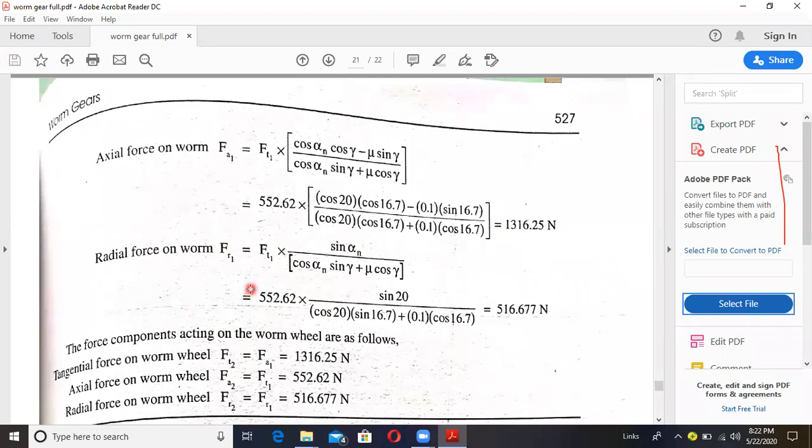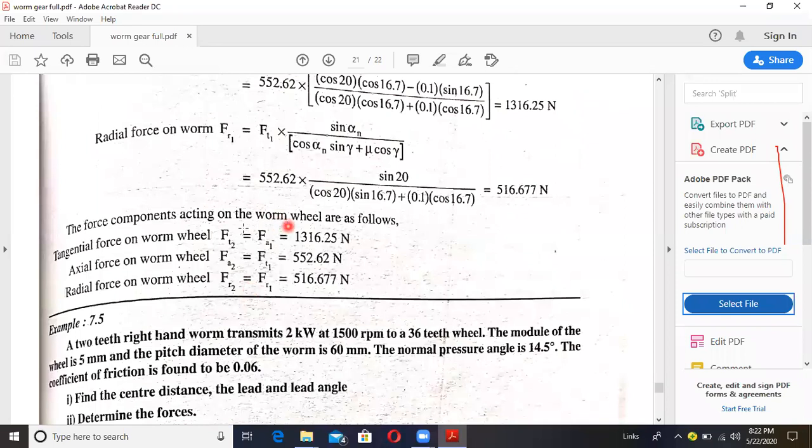The same thing we are going to calculate on the worm wheel, the three component forces acting on the worm wheel. Directly we can calculate: Ft2 is equal to Fa1, Fa2 is equal to Ft1, and Fr2 is equal to Fr1. Already you have calculated these things. So these are the formulas we are going to use to calculate on the worm wheel.